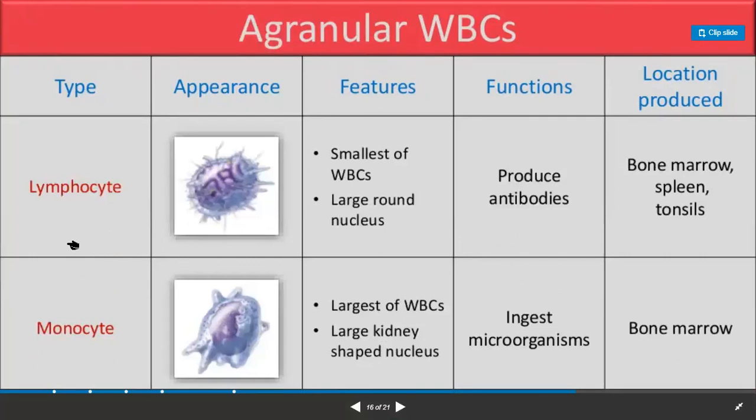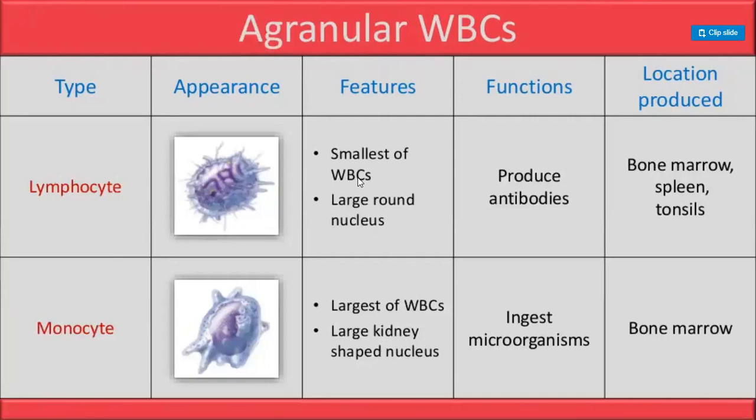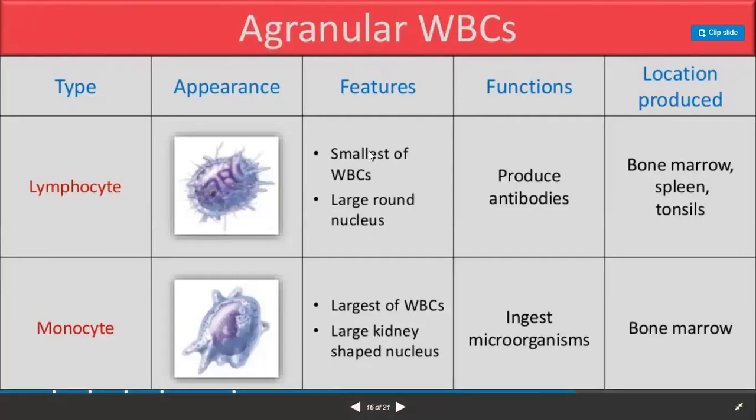Now, in appearance, the lymphocytes have a large round nucleus. And the lymphocytes are the smallest of the white blood cells in terms of size, not in terms of percentage. Because in terms of percentage, they make up 30% of the white blood cells. But in terms of size, they are the smallest of the white blood cells, and they have a round nucleus.